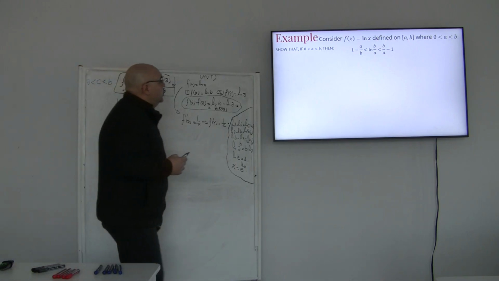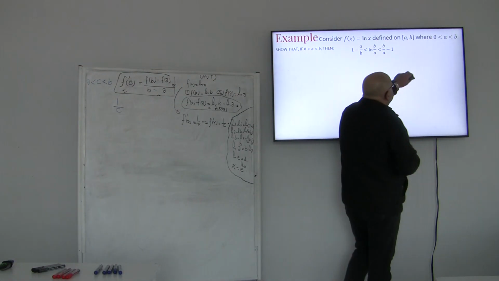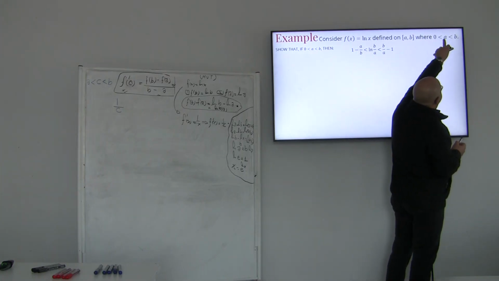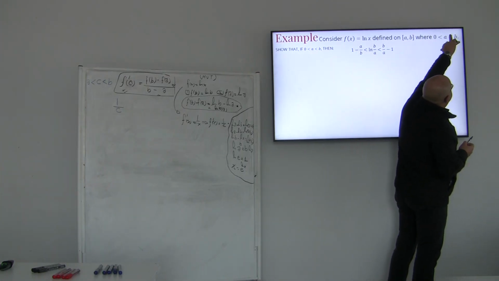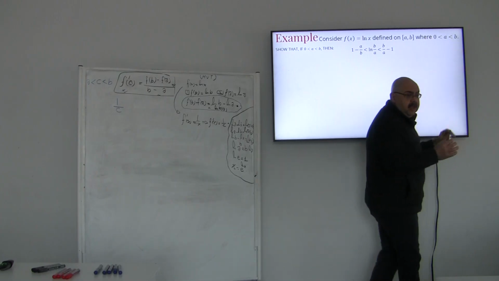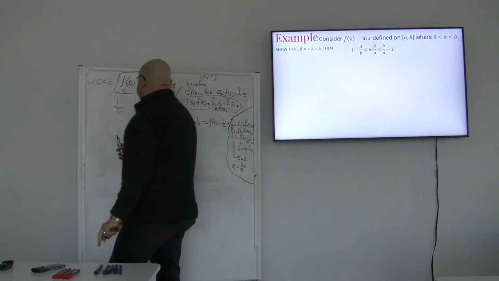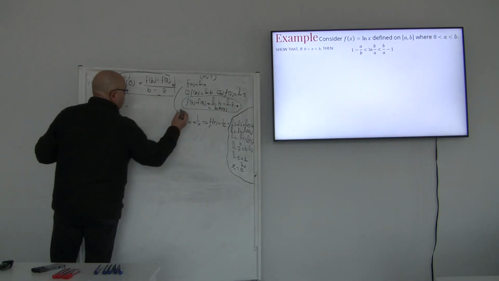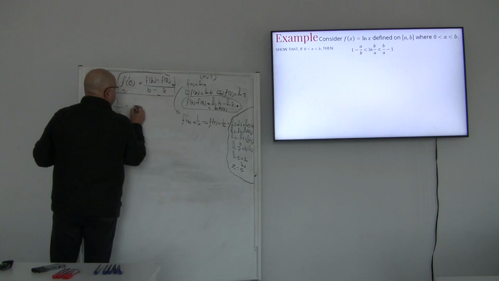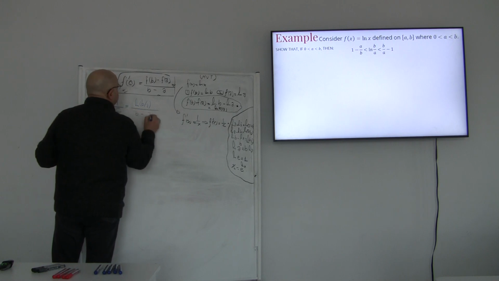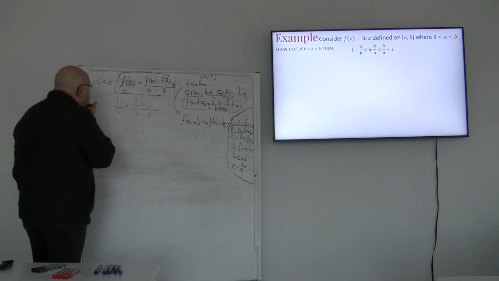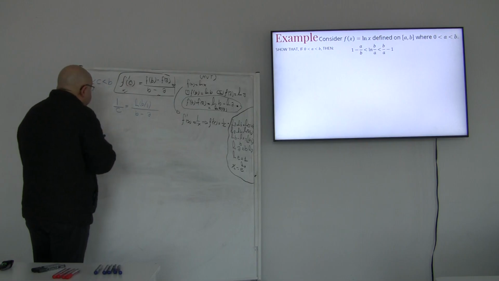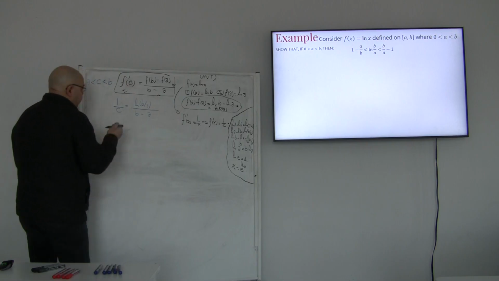And from the definition that was given, a is greater than 0 and a is less than b, so c is somewhere here between a and b. Now we are all set. It's going to be 1 over c, which is going to equal f of b minus f of a, which is ln b over a, divided by b minus a. Okay, let's get ln b over a first on its own.